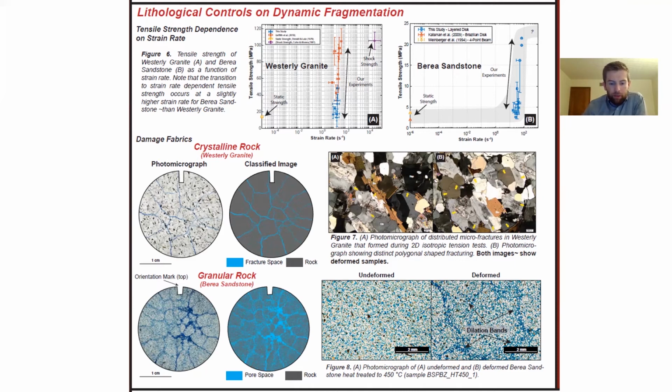Analysis of damaged fabrics shows that crystalline rocks failed through polygonal fragmentation and there is no preferred fracture orientation. In comparison, granular rocks failed through the formation of dilation bands and distributed pore space expansion. In Figures 7 and 8, photomicrographs show this deformation up close.